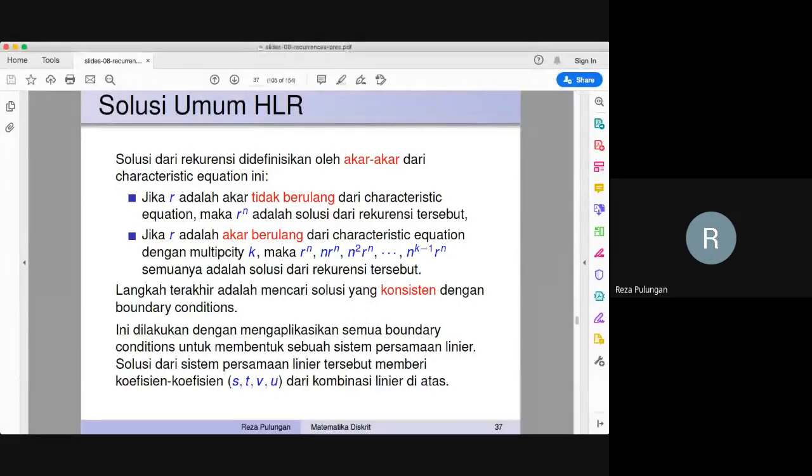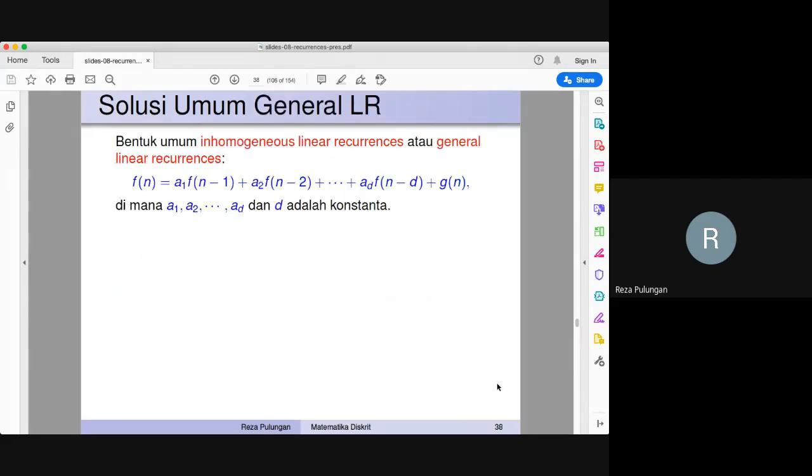So, this is the general solution of homogeneous linear recurrence. If there is a homogeneous linear recurrence, there must be something that is not homogeneous. Yeah, so we are going to see this. This is called a general linear recurrence, or inhomogeneous linear recurrence. What is the difference between homogeneous linear recurrence and the general linear recurrence?